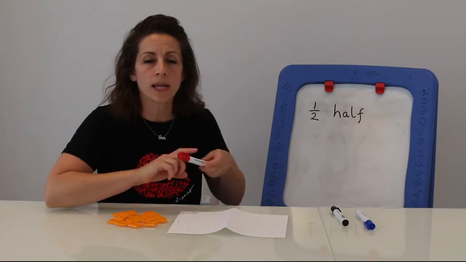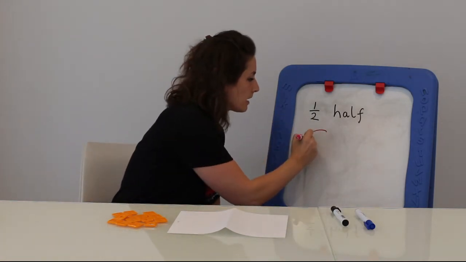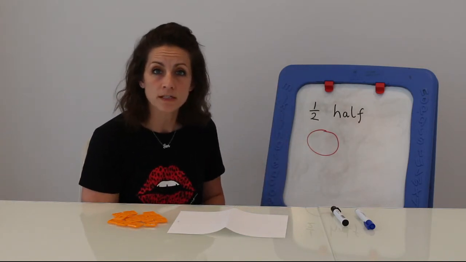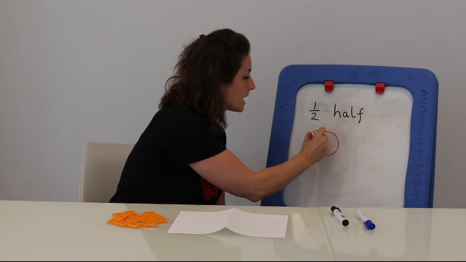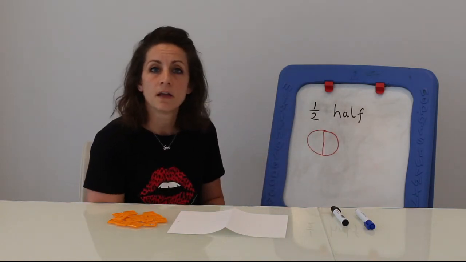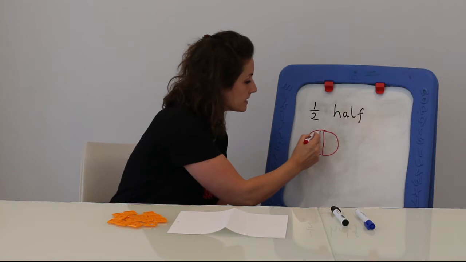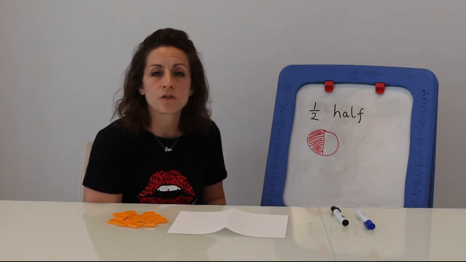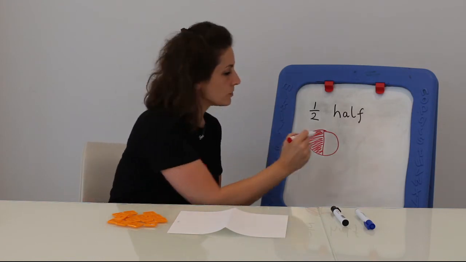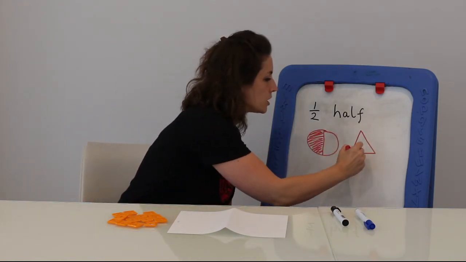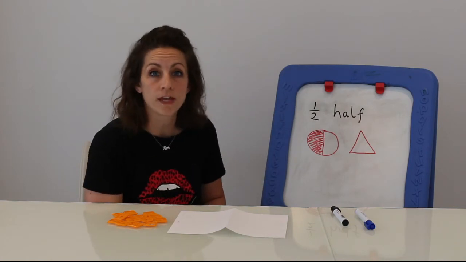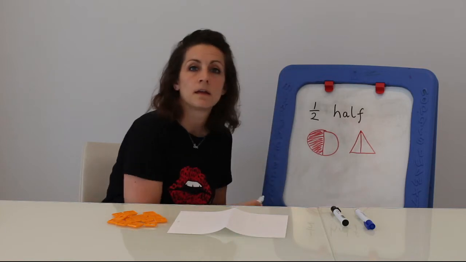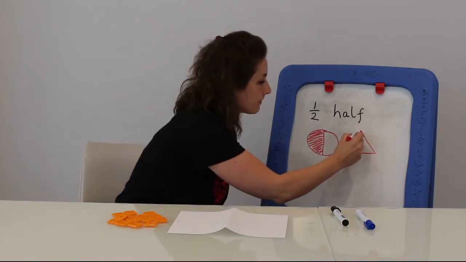So if you were lucky enough to be given a chocolate cake and you were told you could eat half of it, you would make 2 equal sections and you would eat one of those pieces. If you were given a piece of Toblerone, those are triangles, and you were told you could eat half of it, you'd make 2 equal pieces and you would eat 1.